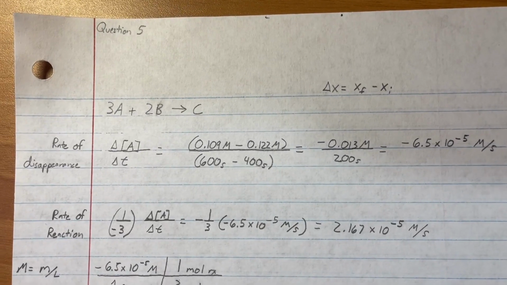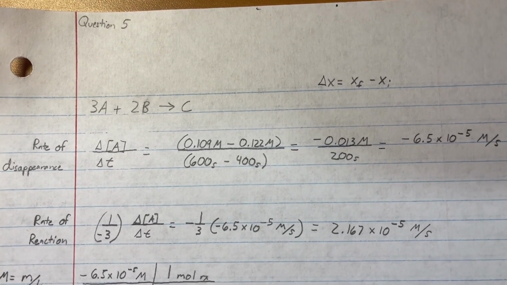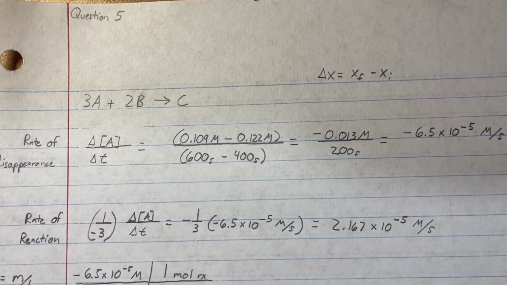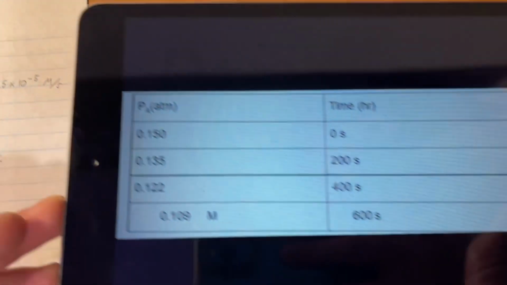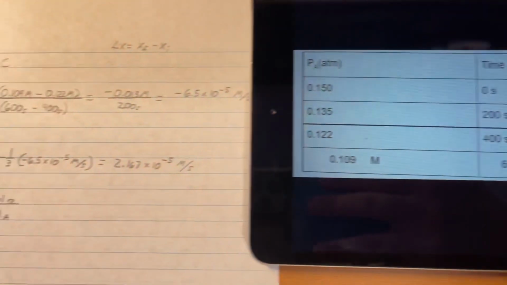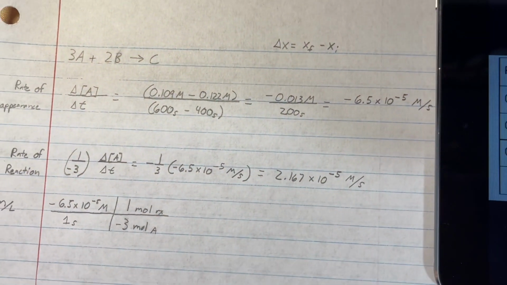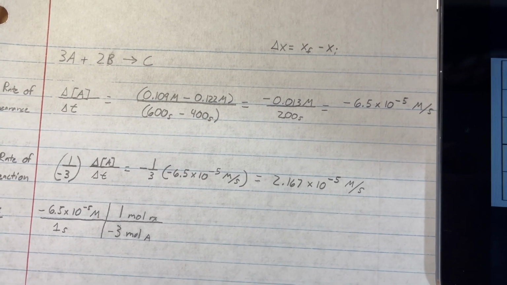All right, question 5. Consider the reaction 3A + 2B → C. In this problem, we are given a chart, so I went ahead and pulled up the chart on this little iPad I got here. It says part I: what is the rate of disappearance of A in a 400 second to 600 second interval?